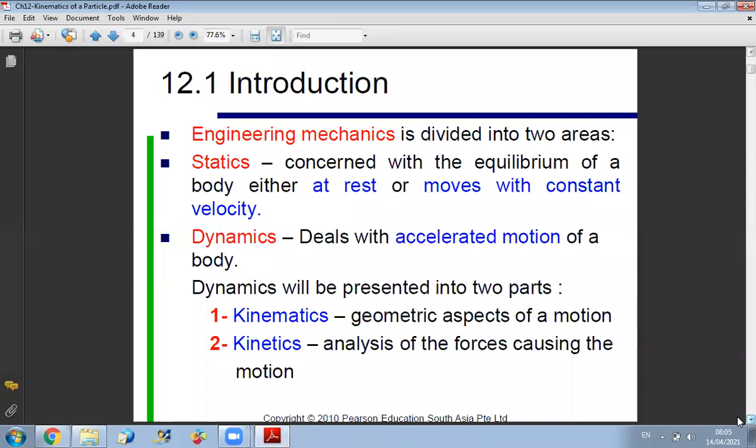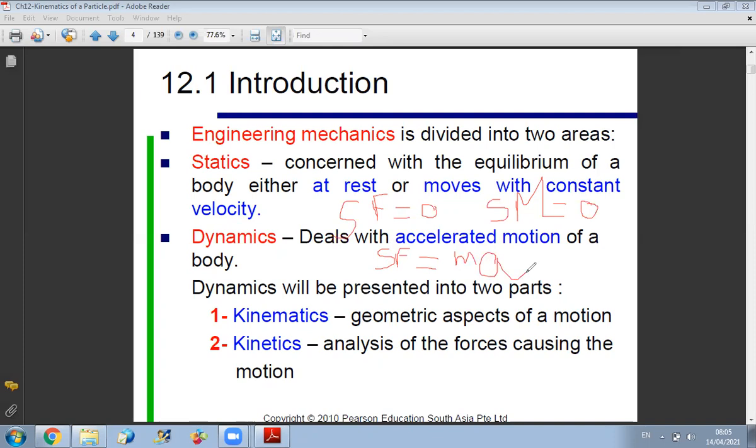So to begin with, already we worked on statics. The statics part deals with bodies that are either at rest or moves with constant velocity. So the main equations in statics were sum of forces equal to zero and sum of moments equal to zero. In dynamics, this is not the case. So in dynamics, first sum of forces is equal to ma. So we have acceleration. Dynamics deals with accelerated bodies, so sum of forces equals ma. Okay, and also sum of moments equal to inertia times alpha.